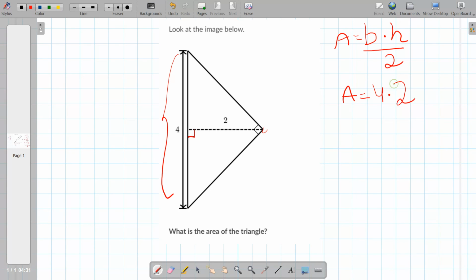So base times height divided by 2 gives us the area. So base times height is 8. 4 times 2 is 8 divided by 2 is 4. So the area is 4.